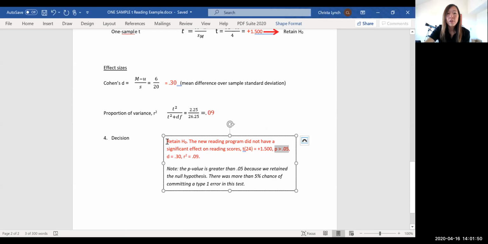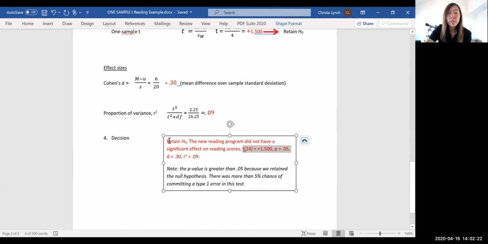If we retain the null, which is what we did now, we're going to write p was greater than 0.05. What that means is that we had a probability greater than a 5% chance of committing a type 1 error, which means being wrong. And you won't need to do the effect sizes, like I said. So what's really important is the t-statistic and the p-value.